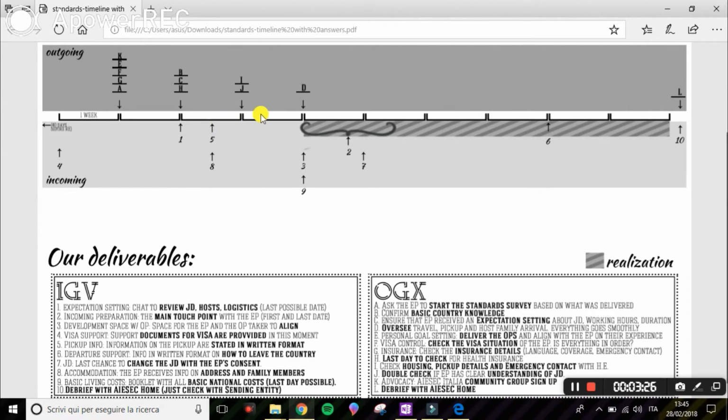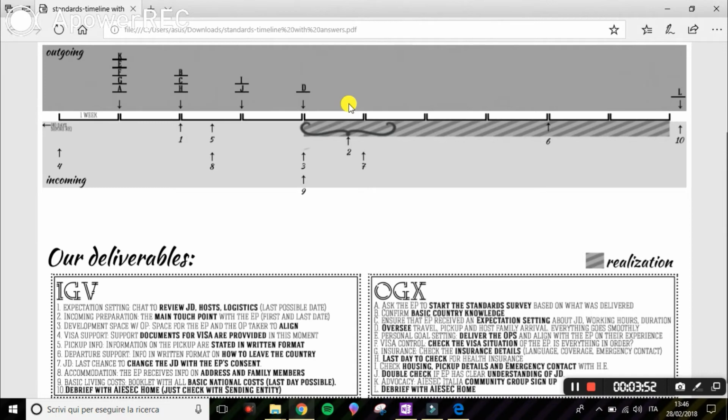Then, 1 week before realization, OGV does a check on housing, pickup details, and emergency contact so that we are all ready to start this realization and to have the EP coming. And they also do a double check to understand the JD. And there is the super interesting starting realization, which is when basically you have a lot of activity, and if everything goes smooth, then the realization is going to be amazing.